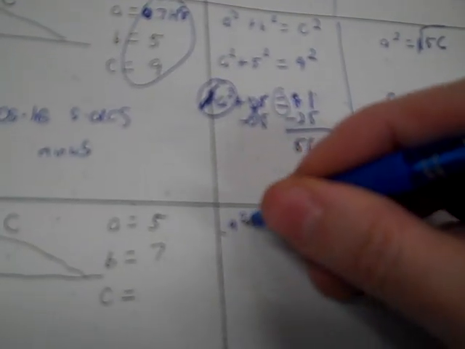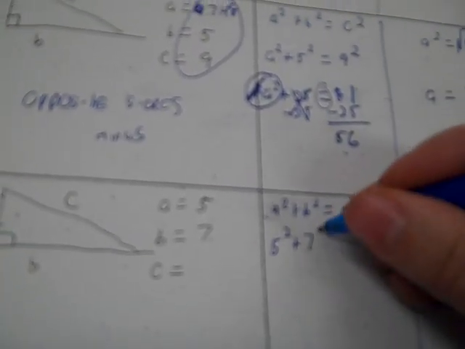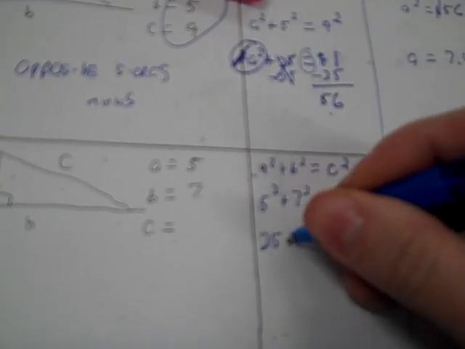Okay, my last one up here. A to the second plus b to the second equals c to the second. So my a is 5. Remember, we're solving for c this time. That's the one we don't know. So 5 to the second, and then b is 7 to the second, and c to the second. So 5 to the second is 25, and 7 to the second is 49. And I do not know c, so we keep that variable the same.